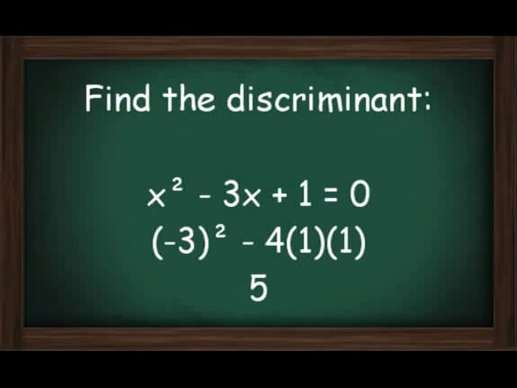In this problem, we are asked to find the discriminant of the equation x squared minus 3x plus 1 equals 0. In this equation, b equals negative 3, a equals 1, and c equals 1. When these values are put into the equation b squared minus 4ac, we find that the discriminant is 5.